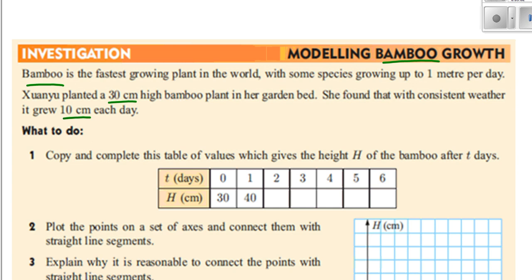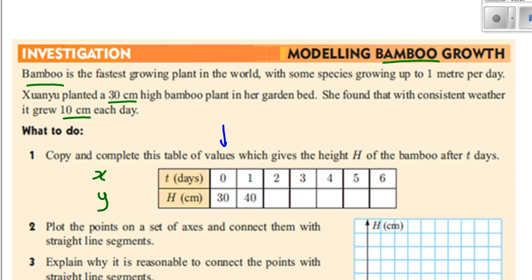Probably given away too much already. So what to do? Copy and complete this table of values, which gives the height of the bamboo after t days. That's like x and y, but instead we're calling it t and h. So we've got 0, 1, 2, 3, 4, 5, 6. Obviously at 0 days, when she first planted it in the ground, that was the initial height.